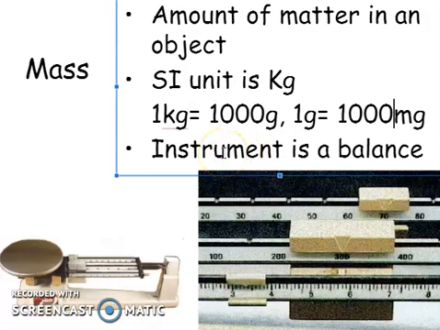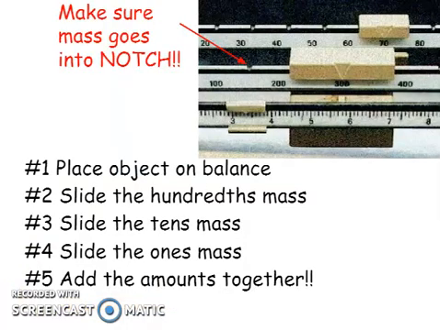All right. The instrument that we're going to use to measure mass is what we call the balance. This one right here is a triple beam balance. All right. If you're not sure how to use it, make sure that the mass goes into the notch. Okay. Each one of these masses goes into the notch as you slide them on the triple beam balance. So you place the object on the balance. You slide the hundreds mass first. Okay, the hundreds is the largest one.